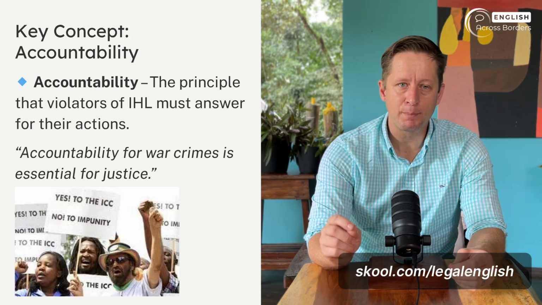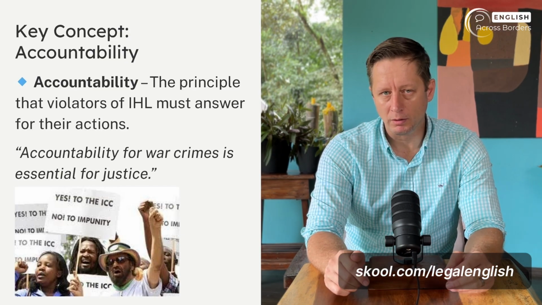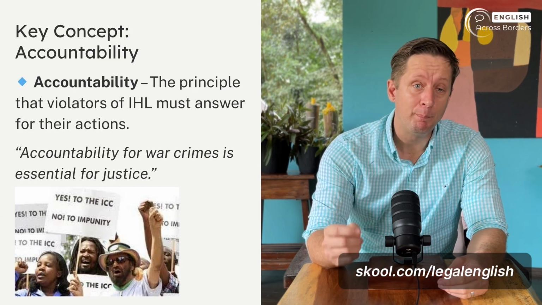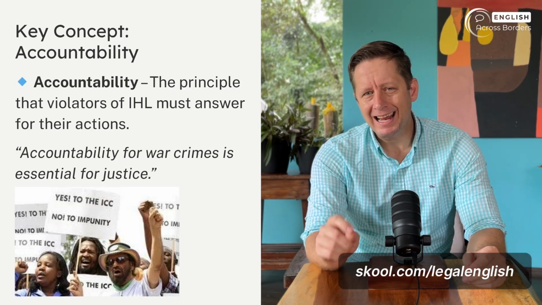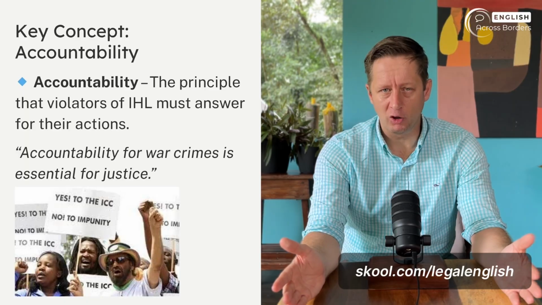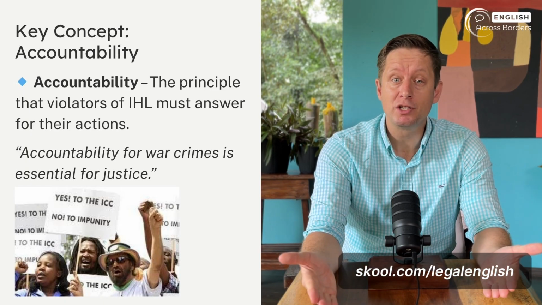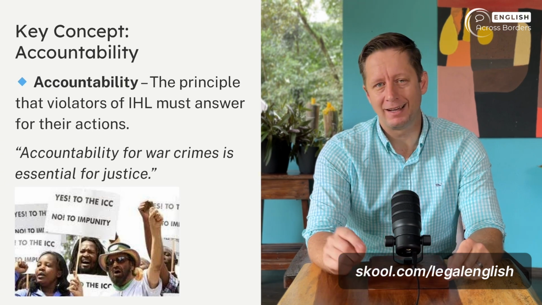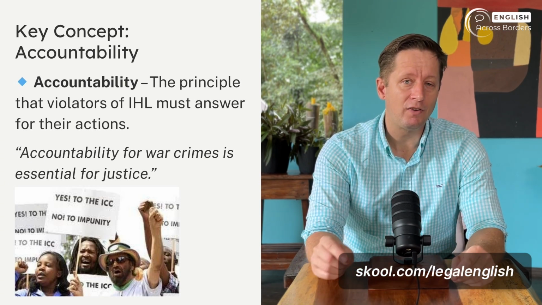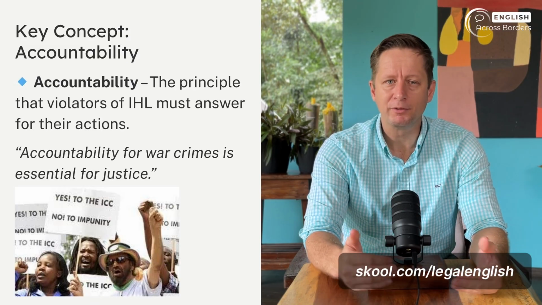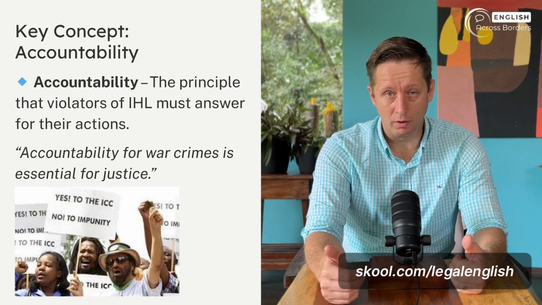It reflects the principle that no one is above the law, even during war. For example, accountability for war crimes is essential for justice. Accountability can take many forms: criminal trials, truth commissions, reparations for victims, or sanctions against states. The goal is to ensure that serious violations like war crimes, genocide, or crimes against humanity are not ignored.